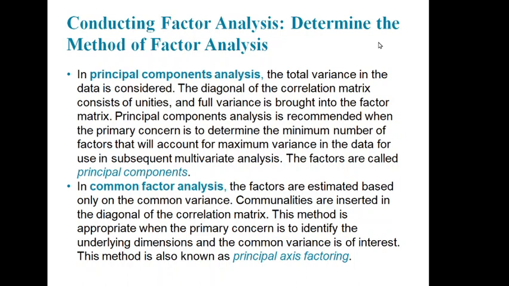The second type of factor analysis is called common factor analysis. The factors are estimated based only on the common variance. Communalities are inserted in the diagonal of the correlation matrix, that is, it will be 1. This method is appropriate when the primary concern is to identify the underlying dimensions and common variance of interest. This method is also known as principal axis factoring.